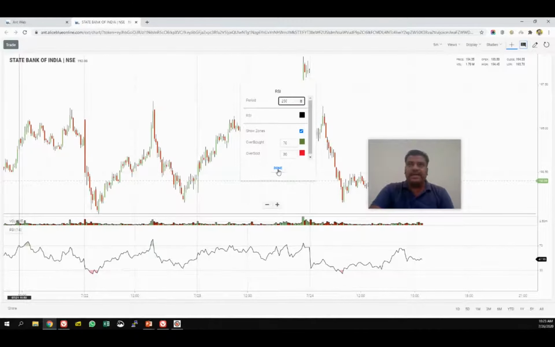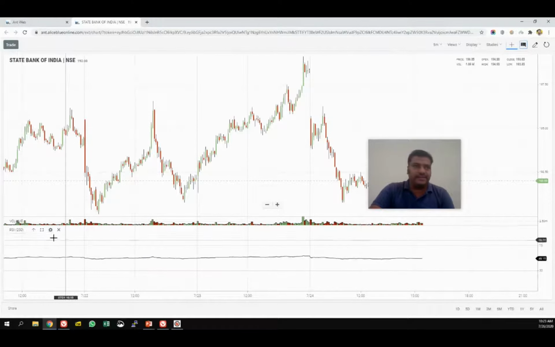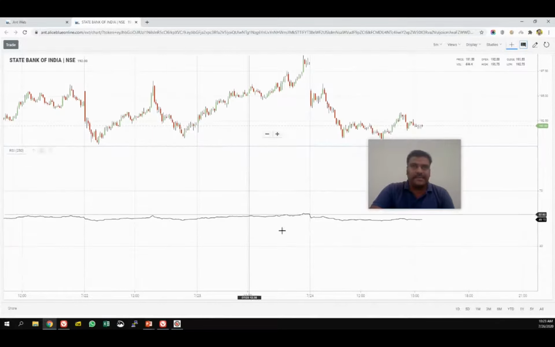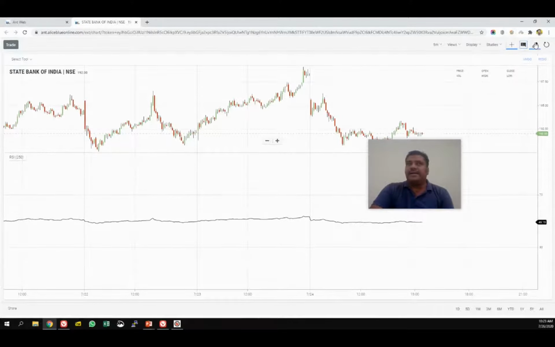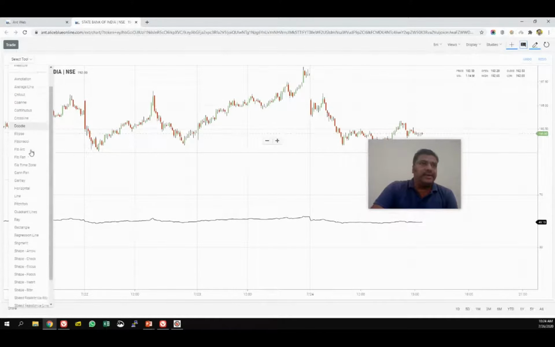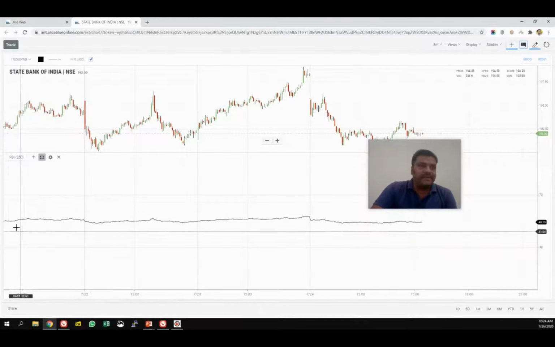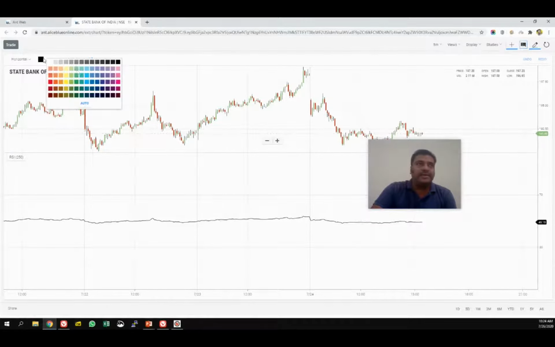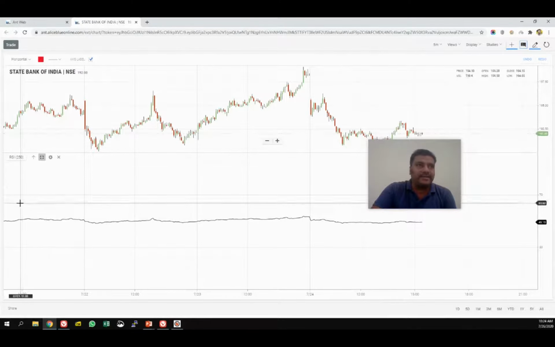Okay, now we have RSI 250. I would also like to have a line drawn showing the 50 line. What color do you want? I'll have this as red.